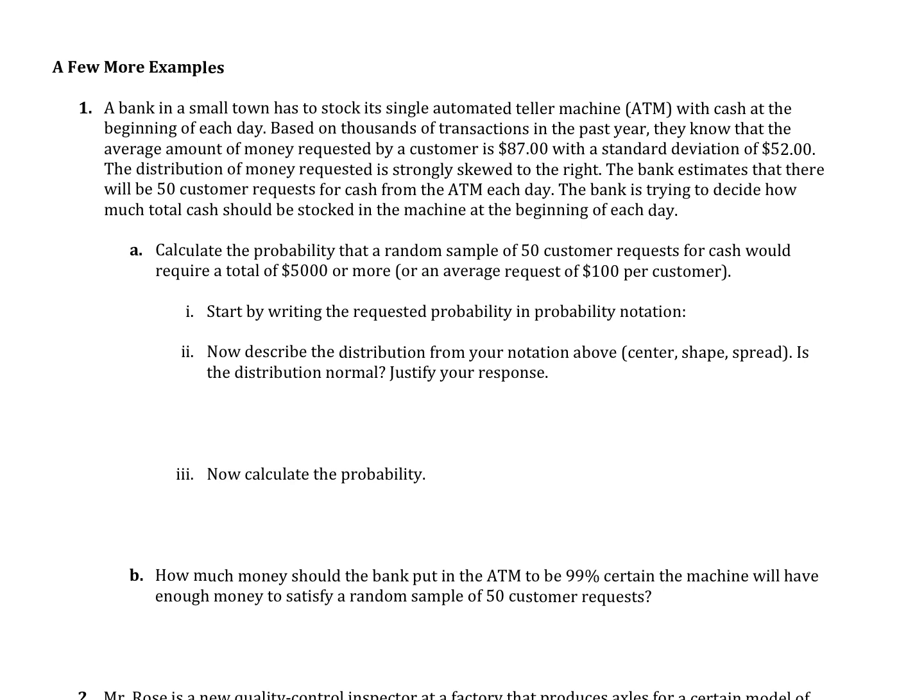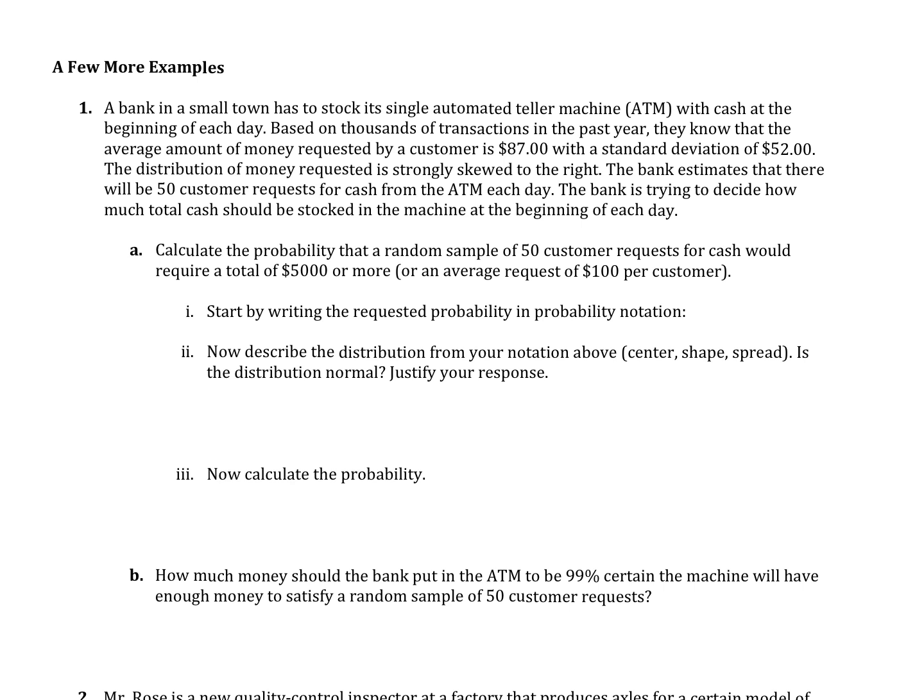A bank in a small town has to stock its single automated teller machine, ATM, with cash at the beginning of each day. Based on thousands of transactions in the past year, they know that the average amount of money requested by a customer is $87, with a standard deviation of $52. The distribution of money requested is strongly skewed to the right. The bank estimates that there will be 50 customer requests for cash from the ATM each day. The bank is trying to decide how much total cash should be stocked in the machine at the beginning of each day.